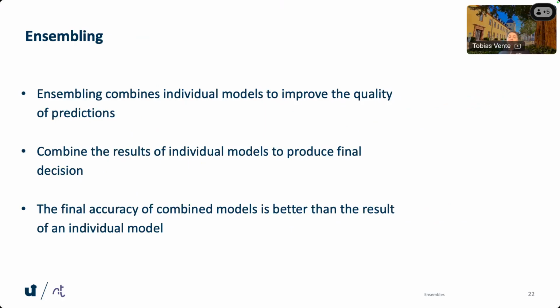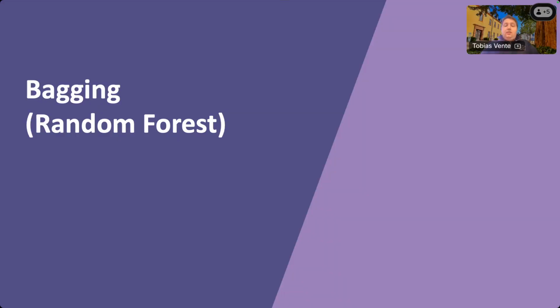So ensembling in general combines individual models to improve the quality of predictions. They combine the results of individual models to produce final decisions, and the final accuracy of combined models is better than the result of a single individual model. I mean, these are the three main takeaways. Okay, let's start with bagging.